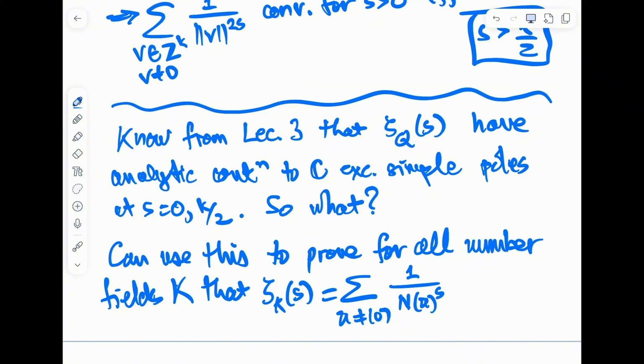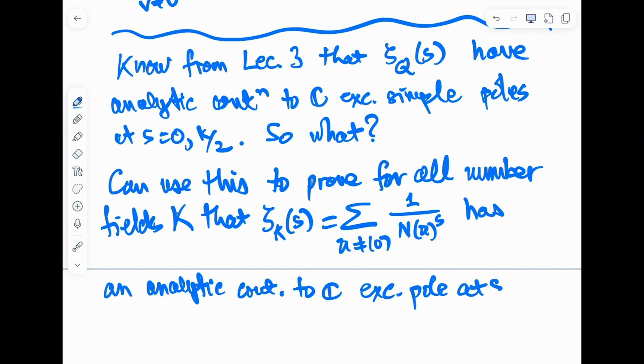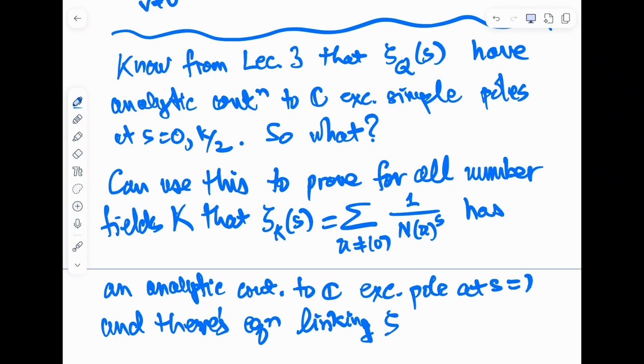So you can use this to prove for all number fields that the zeta function of the number field has an analytic continuation to C except for a pole at s equals 1. And there's a functional equation that relates the values at s and 1 minus s. And unlike the zeta functions of these quadratic forms, we expect that all of these are going to satisfy a generalized Riemann hypothesis.